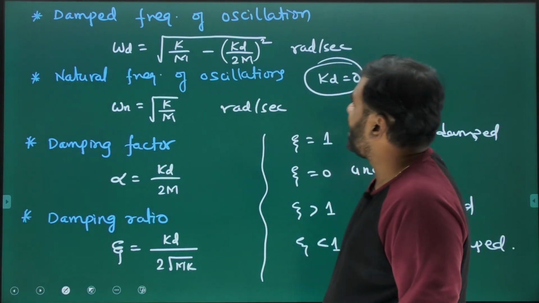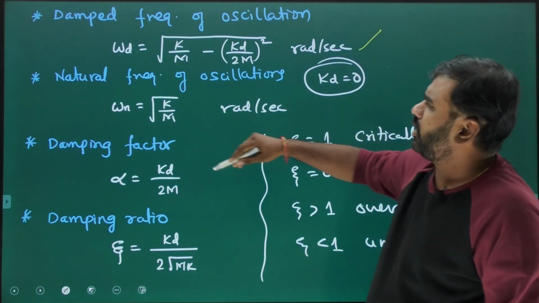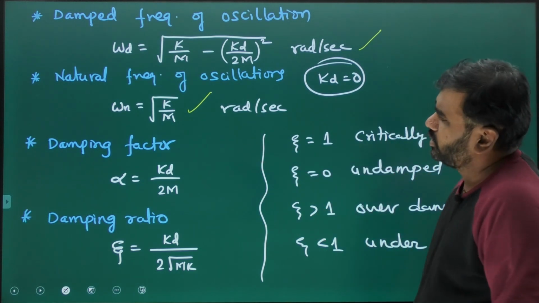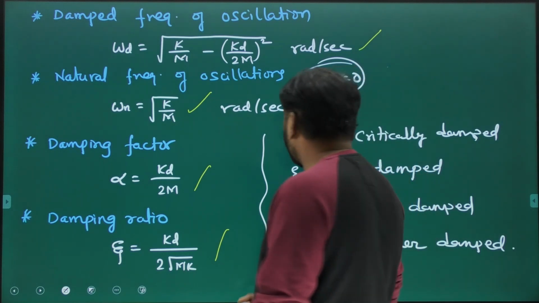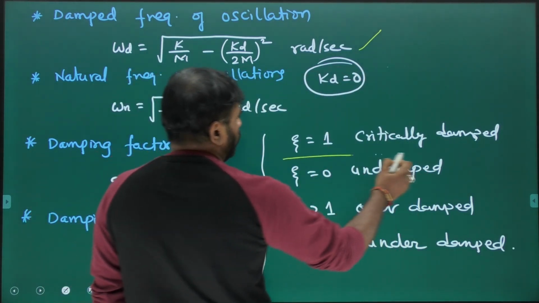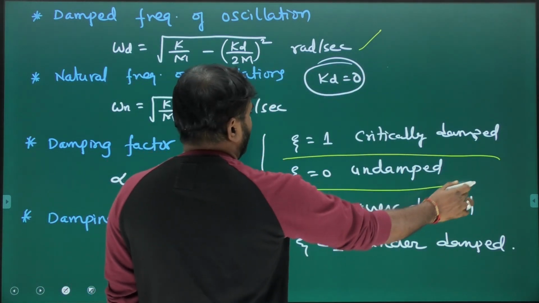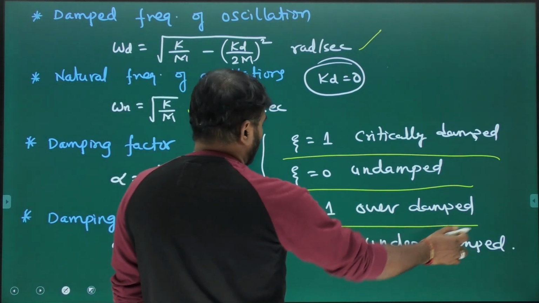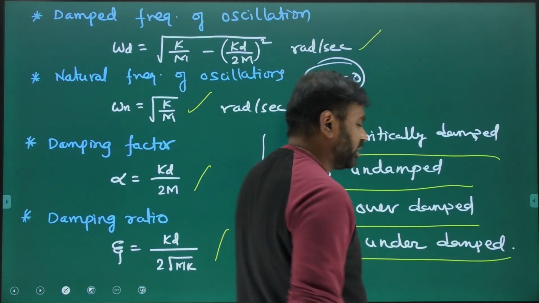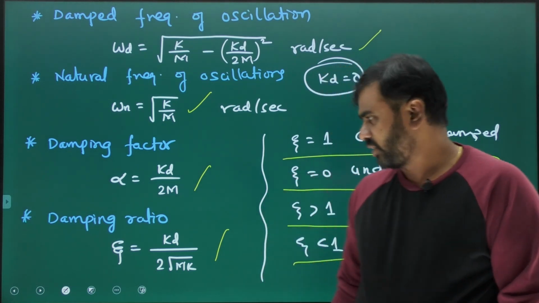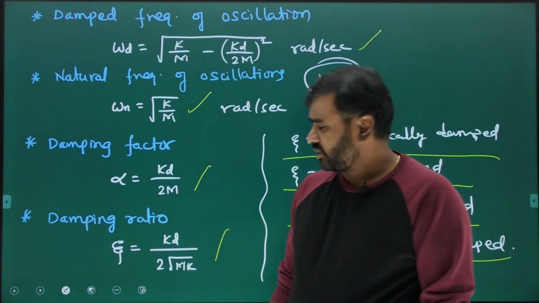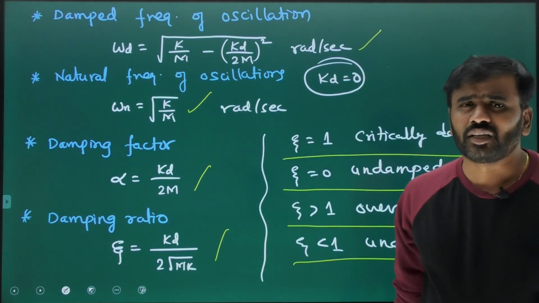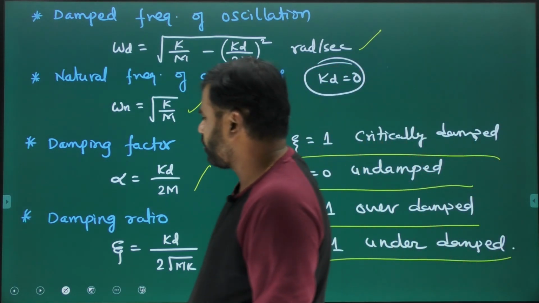So we can calculate the damped frequency of oscillations, the natural frequency of oscillations, the damping factor and the damping ratio. And we know from control systems that zeta equal to 1 is critically damped, zeta equal to 0 is undamped, zeta greater than 1 is overdamped, and zeta less than 1 means it is an underdamped case. So remember all these formulas. There is no question on this so far; this is an untapped area, so be careful about this.